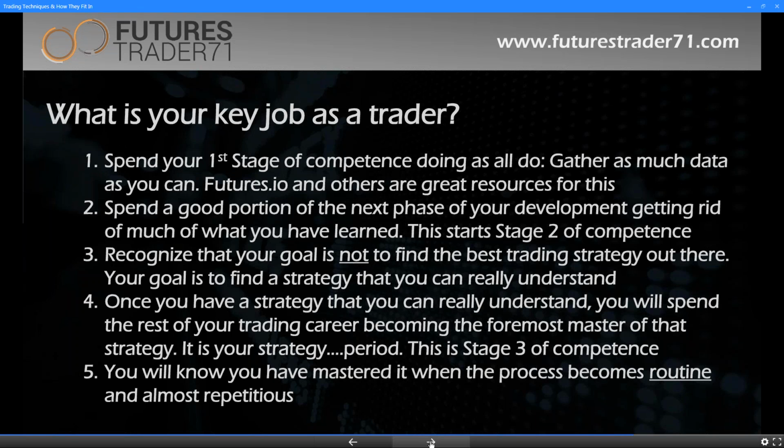It's really important. I would never feel comfortable putting on a trade based on something I don't fully understand. I just will not do that. So you'll spend the rest of your trading career mastering what it is. And so what that means is that this is your strategy, period. This becomes your strategy. Add a little bit of this, add a little bit of that, take away a little bit of this, and voila, we have something that you can actually quantify and live with and hone and adjust incrementally and so forth. This brings you into stage 3 of competence.